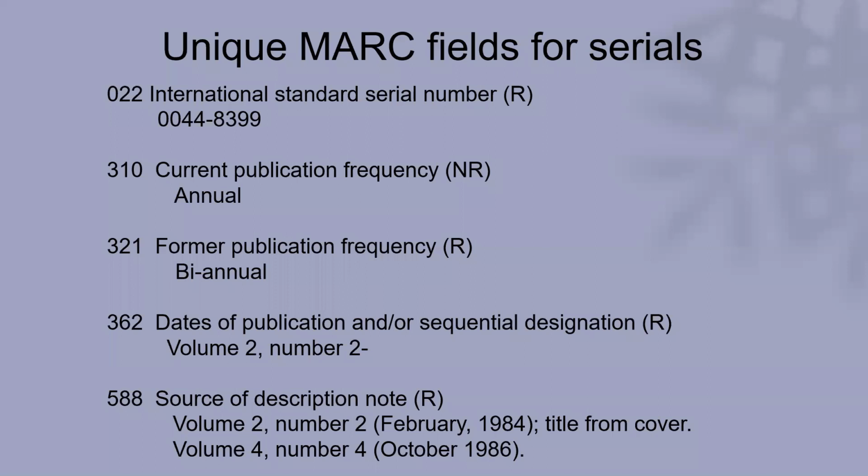MARC tag 362 contains the beginning and/or ending alphabetic, numeric, and/or chronological designation of the issues or parts. The date or dates in the 362 may be identical to the date or dates in the fixed field, Date 1 and Date 2, and uncertain dates can be followed by a question mark. We're going to look at the 588 in a few minutes.